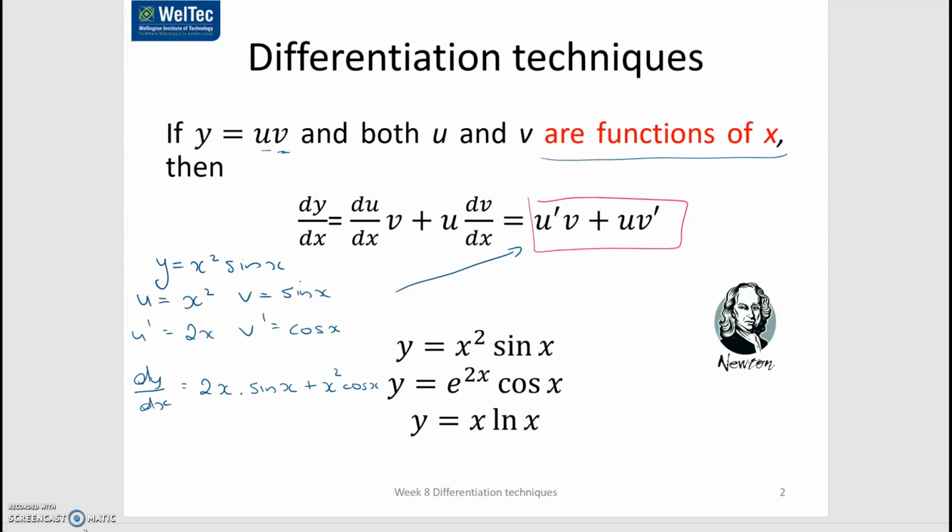Now, you can leave it like that. In this course, you don't have to simplify, though of course you can. So that is the setting out. Let's squeeze in the third one down here. u is equal to the first function. v is equal to the second function. So u dash is 1, v dash is 1 over x. So dy by dx is equal to 1 times natural log x plus x times 1 over x.